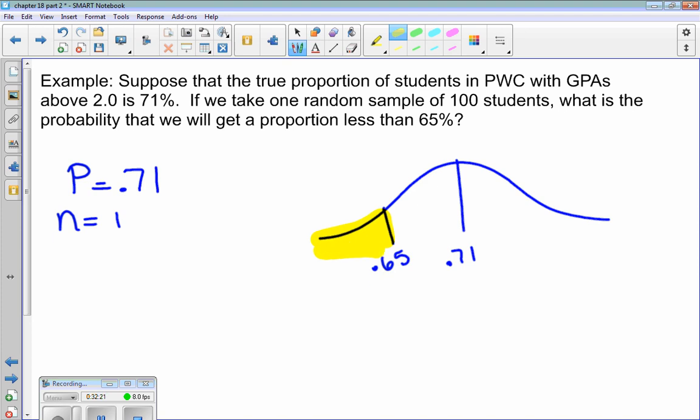We have to think about this. We're just doing one sample of 100, right? We're not finding the average of all of my samples. A little bit different, yes. That's where I'm going with this. Is it 1, is it 100? That's what we're trying to describe here.